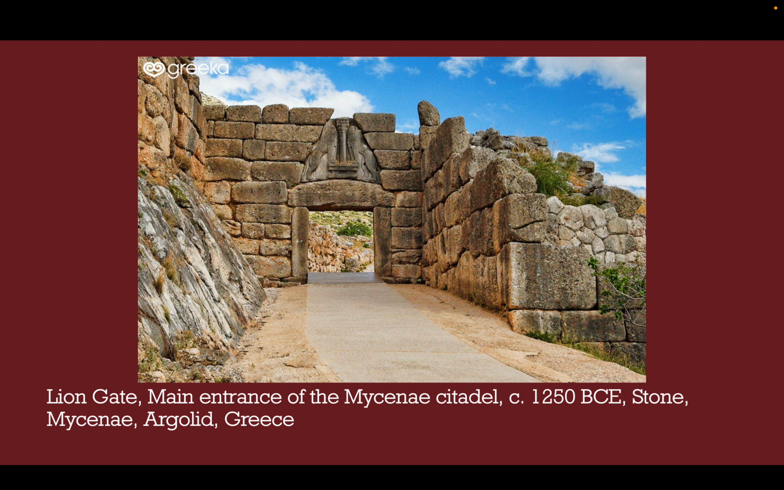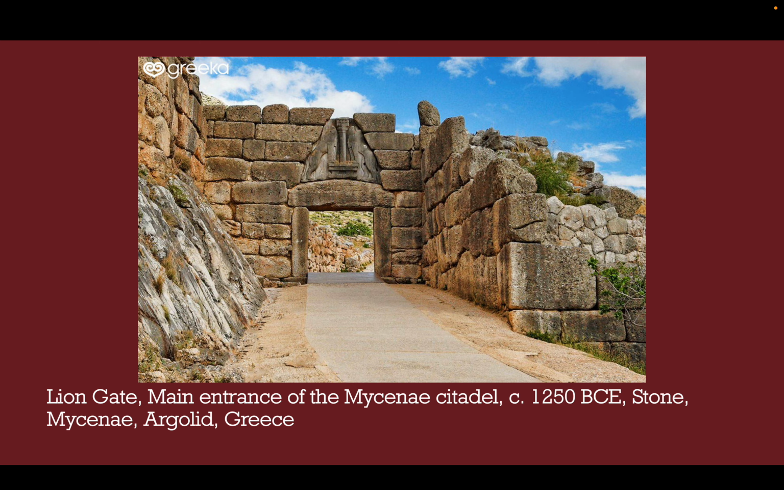This is the main entrance to a Bronze Age citadel in Mycenae in southern Greece. The citadel was located on the northwestern side of the Acropolis. I know that's a lot of big words. Basically, this is a gate into a raised area where most of the town took place.